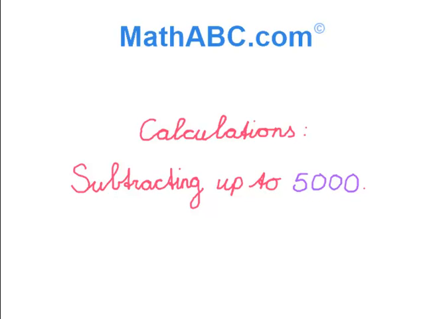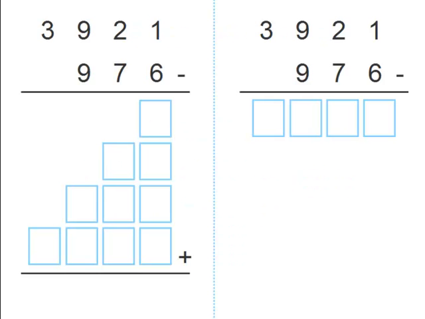Calculations. Subtracting up to 5,000. We see here the same problem printed out twice. On the left side, we have the extended version, and on the right side, we have the fast version. We'll first do the extended version, or the long way, by subtracting units, tens, hundreds, thousands.